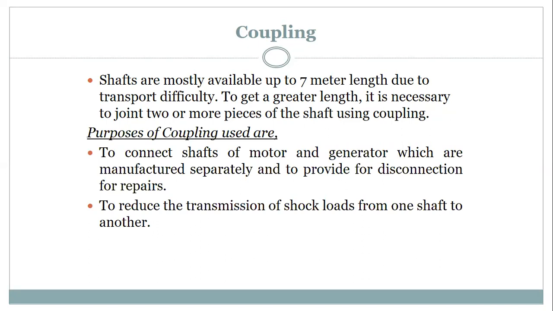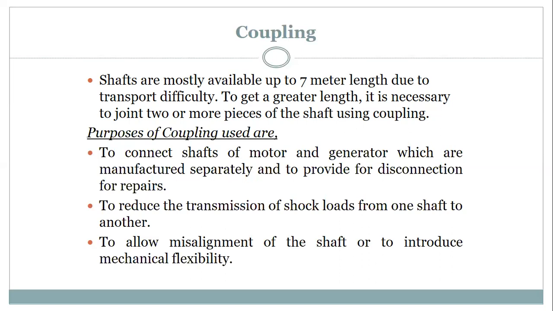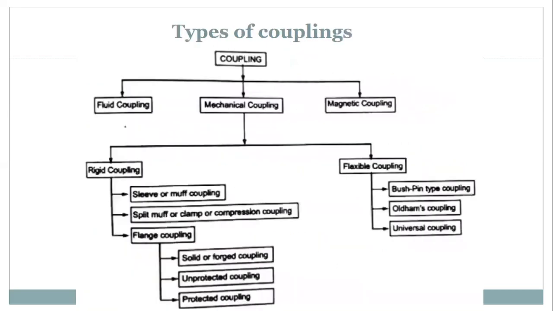To reduce the transmission of shock loads from one shaft to another, the couplings are used. Even if there is a little bit of misalignment of shafts, the flexible couplings can be used, like Oldham coupling, universal coupling, and pin type flexible couplings. We are going to study all of them in detail further. Couplings are also used to introduce a protection cover, and to introduce protection against overloads.